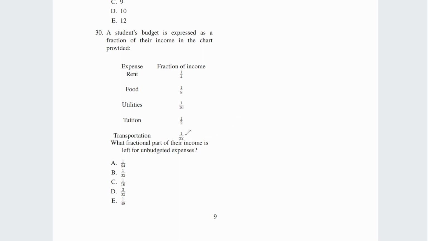And we notice that 1/32 is our smallest unit. So I think we should express everything in terms of 32nds. In other words, we have 1/32, we have 16 32nds, we have 2 32nds, we have 4 32nds, and we have 8 32nds.